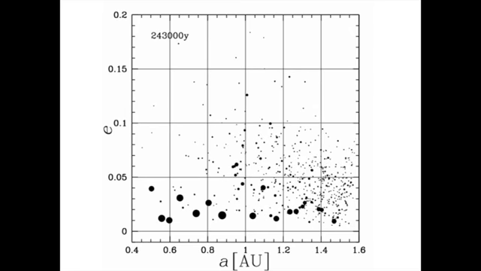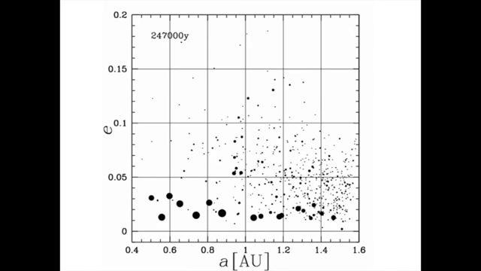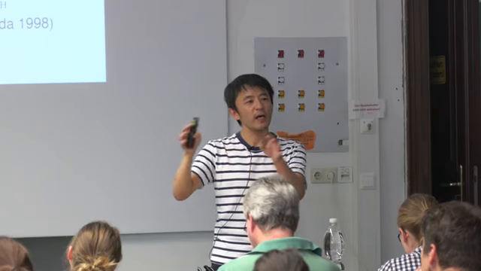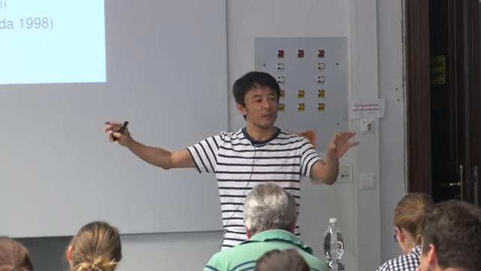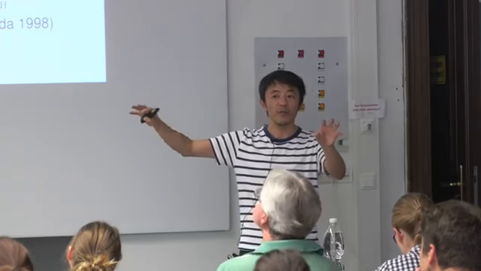So then the growth mode shifts from runaway to orderly. That's why among runaway growing bodies, the embryos, we don't see runaway, but they all have similar masses.